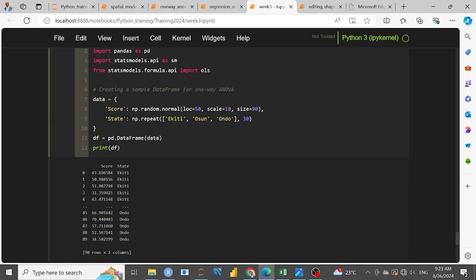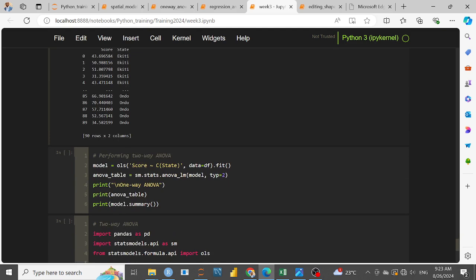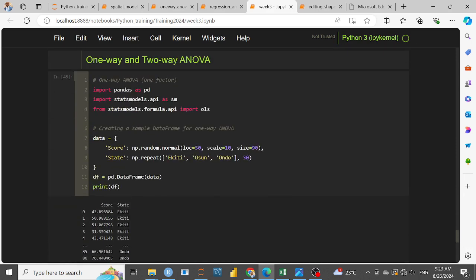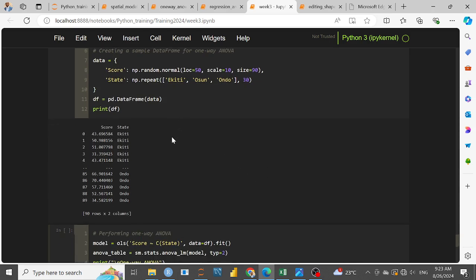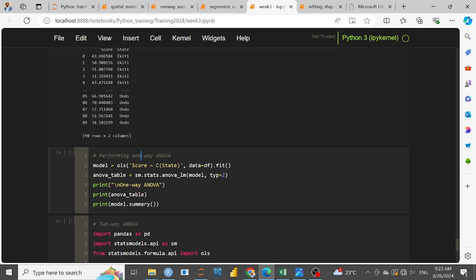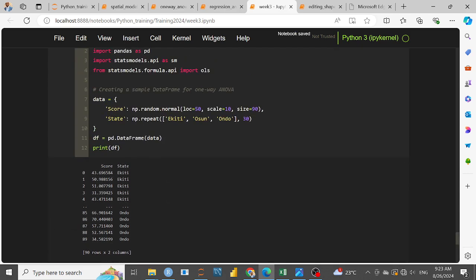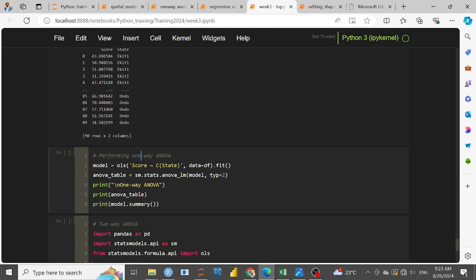So this is it. So this is the data. Now I want to perform one-way ANOVA. You can see this. OLS means ordinary least squares. Now the score, this is the dependent variable. Score depends on the state they come from. You can see the question: I want to see whether the score depends on the state the students come from. Now, the state has how many levels? 3. Ekiti, Osun, Ondo. Now, the data is df.